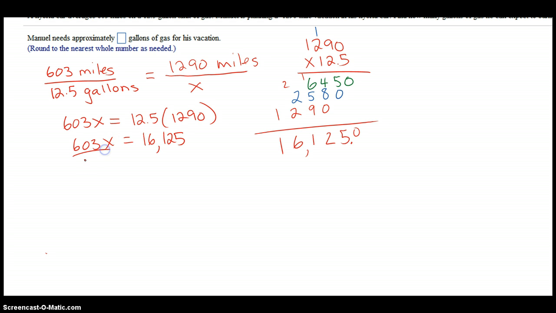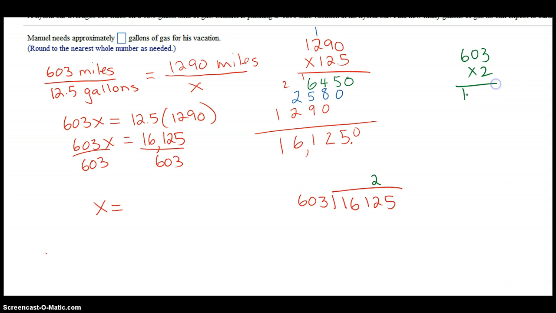Now finally, I'm going to divide both sides by 603. And again, you can use your calculator. If you want to see it by hand, you have to take 603 into 16125. And what would you get? You get a 2, since 603 times 2 is 1206. I'll put my 1206 here and subtract. Bring down the 5. And then 603 into 4,065, I think is about 6.